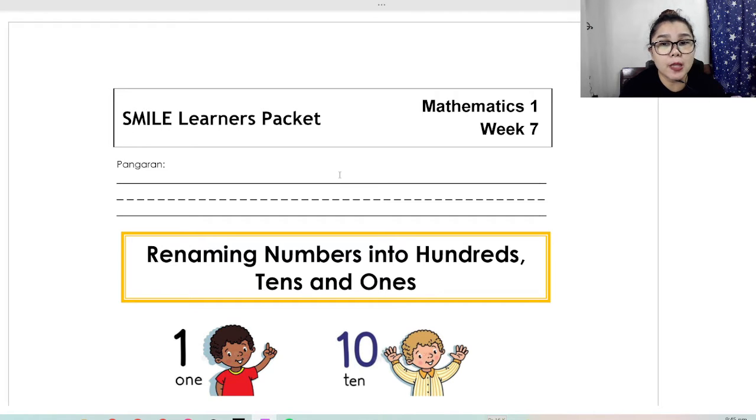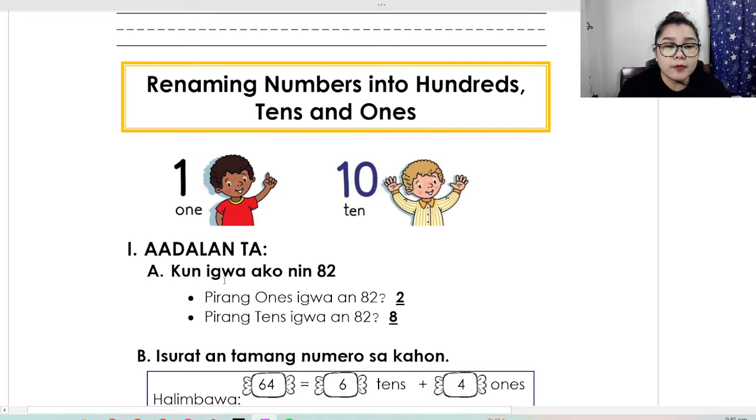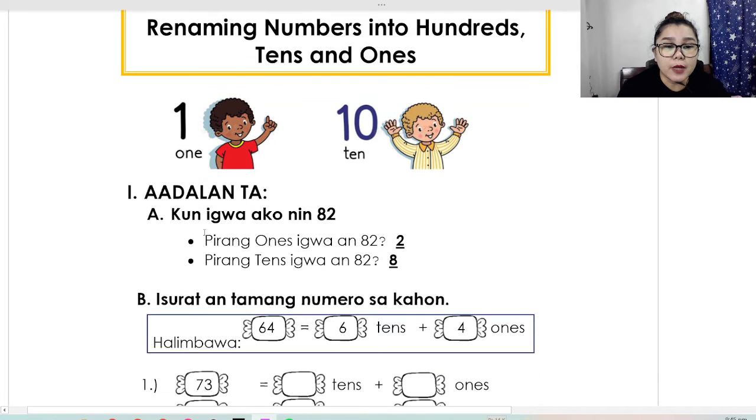So, our topic for this week is renaming numbers into hundreds, tens, and ones. This is still in connection with what we discussed when we started with the flats, longs, and ones. Okay, let's begin. Part 1, Part A: kung igwa ako nin 82, pirang ones igwaan 82?